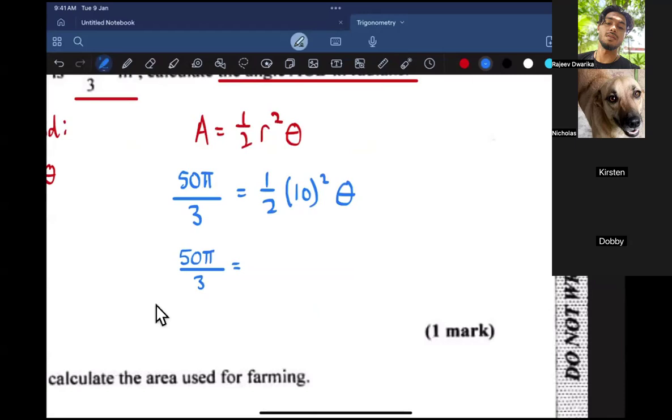Kira, I feel that you're overthinking this. A half by 10 squared. What is 10 squared? 50. So you're going to put 50 pi over 3 is equal to 50 theta. So if I want to find theta now, what do I have to do? Make theta the subject. If you have 50 theta and you want to find 1 theta, what do you have to do?